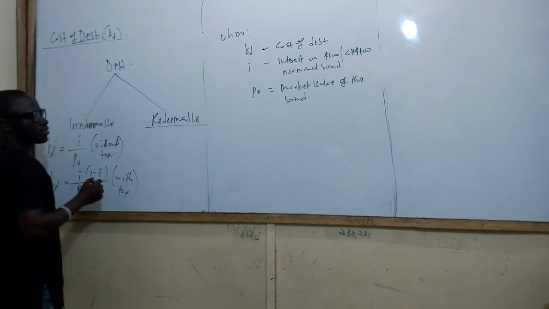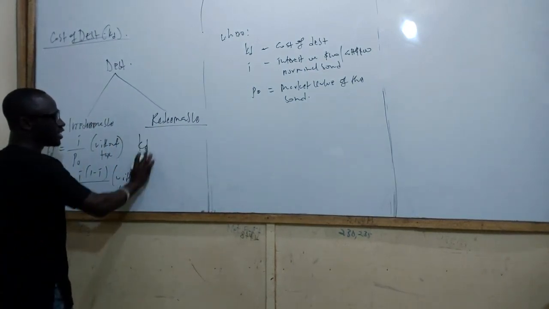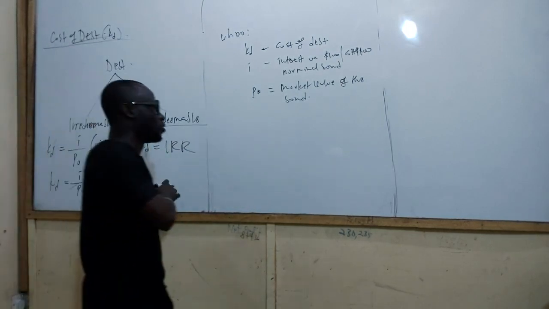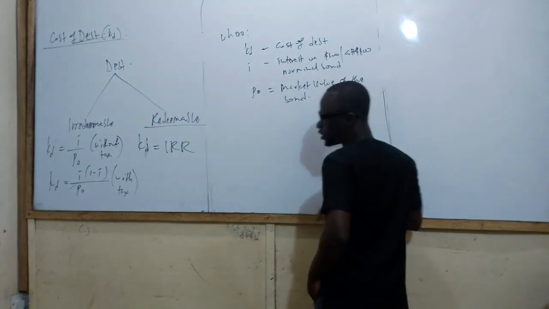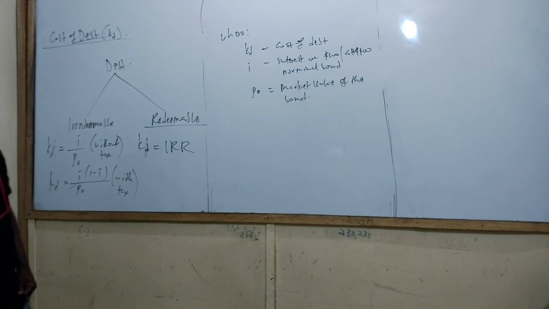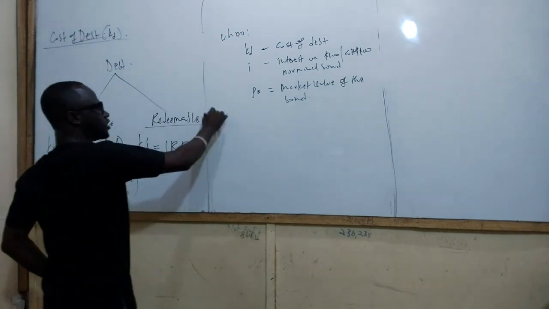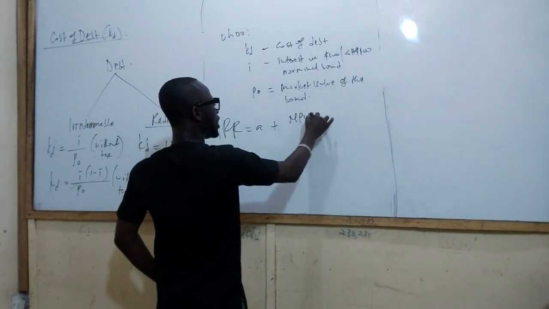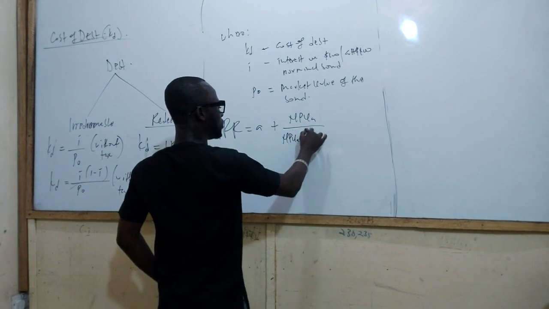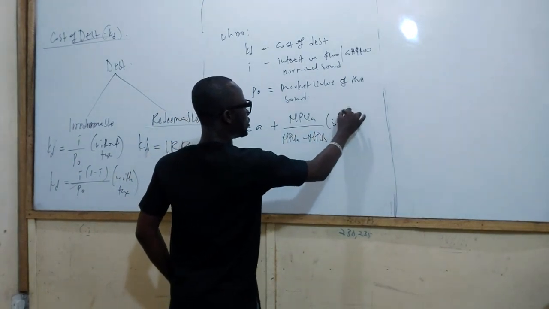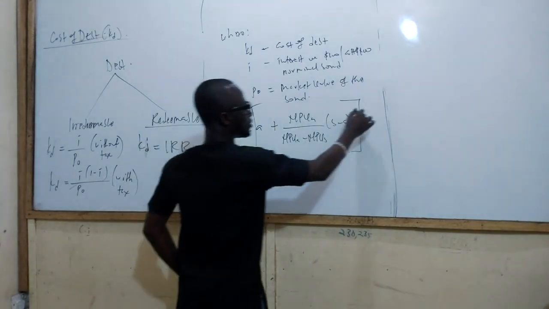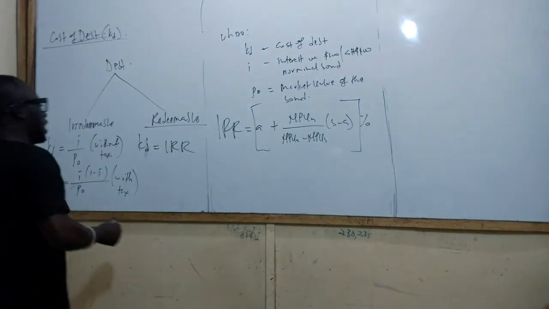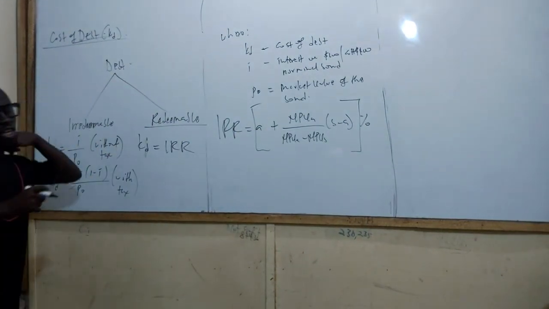For redeemable debt, the cost of debt KD is the internal rate of return, and I'll explain that in a moment. We haven't looked at investment appraisal yet, but you must gather the idea of internal rate of return. Internal rate of return is simply A plus NPV A over NPV A minus NPV B, times B minus A, all in percent. So we're going to be using this formula to calculate the cost of debt of redeemable debt.